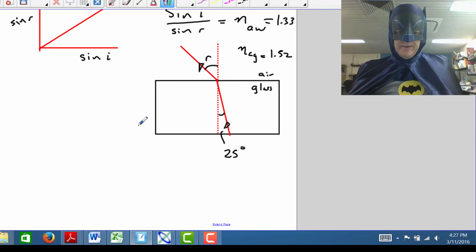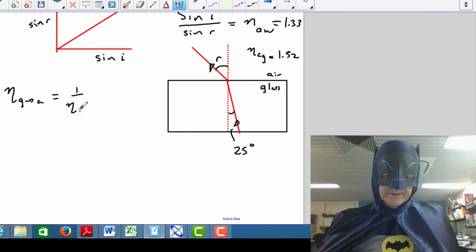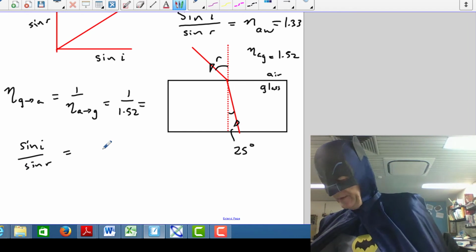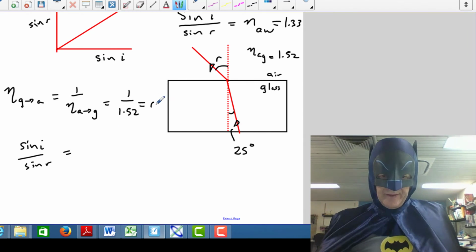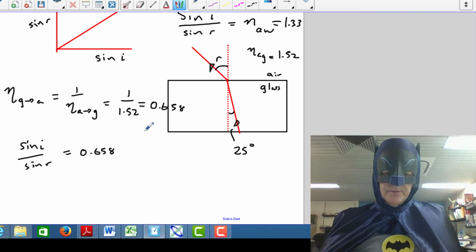In that case, one of the key things to be aware of is that the refractive index going from glass to air is the reciprocal of from air to glass. So you need to do 1 over that. In this case it'd be 1 over 1.52, and you can get a value there for that one. If we now go back to our rule, sine of i over sine of r equals that value, I might cheat there and put that in. So we're going to get 0.658. So it's important that when you're going from glass to air, you actually use that reciprocal value.